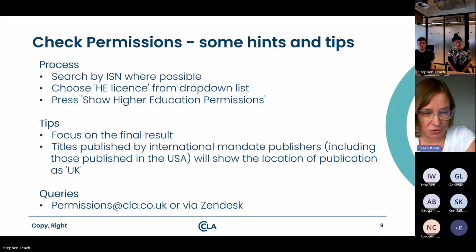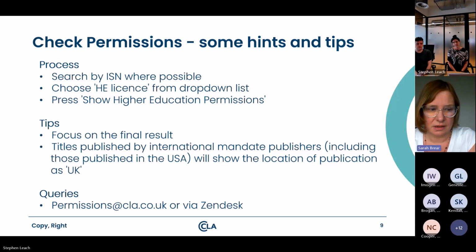And then, of course, you choose HE license from the drop-down list. Some changes have been made, and that's now a lot more obvious. And then press show higher education permissions. A couple of tips: focus on the final results, I would say, and that's due to some of the terminology that's used in the way the results are set out.